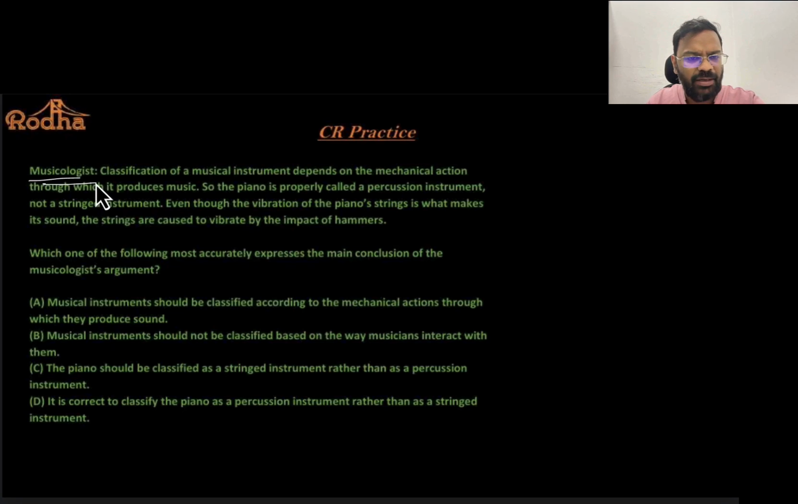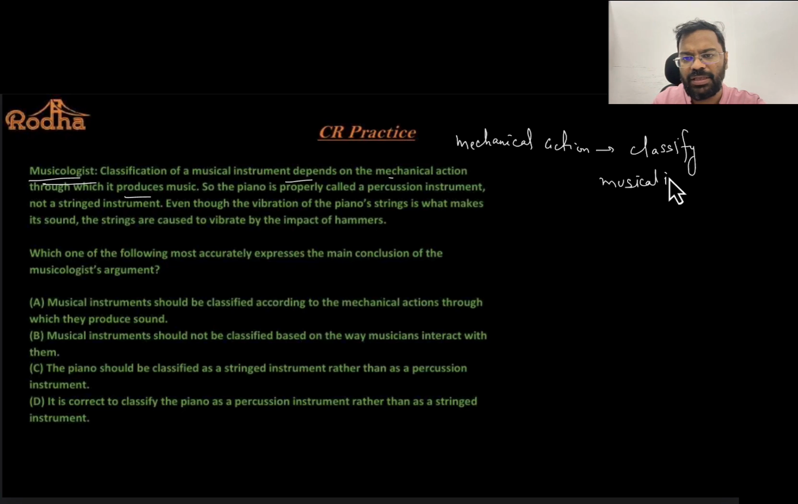Musicologist is saying something. Classification of a musical instrument depends on the mechanical action through which it produces music. So what I would write here is mechanical action is actually helping me to classify a musical instrument. Context being set here.